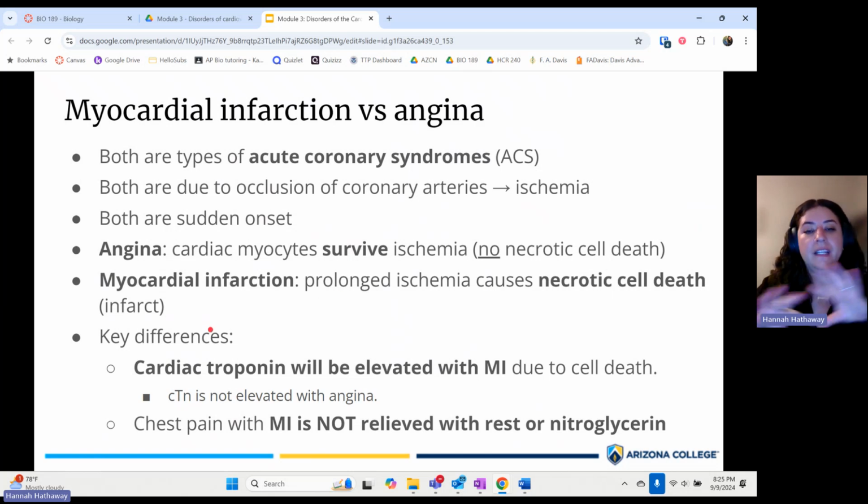Key differences in understanding, to help differentiate between these two based on signs and symptoms. First off, myocardial infarction, cells are exploding. Those cardiac cells are exploding. They are releasing cardiac proteins into the blood. So those markers like cardiac troponin are going to be elevated in myocardial infarction, but not with angina. And the second one is chest pain with myocardial infarction is not relieved with rest or nitroglycerin, because you have complete occlusion or complete ischemia that has lasted so long that cells have died. Those cells aren't going to un-die if you all of a sudden take a nap or increase blood flow to the heart. That damage has already been done. So the two key differences, you absolutely need to know both of those for the midterm.